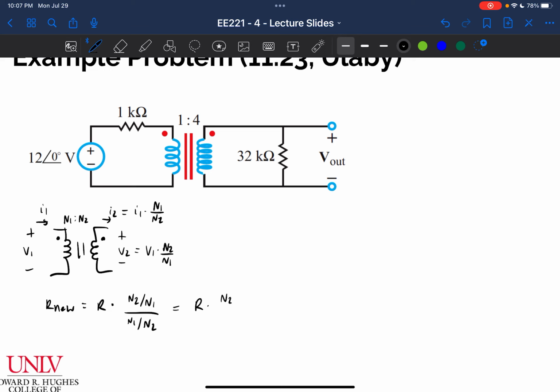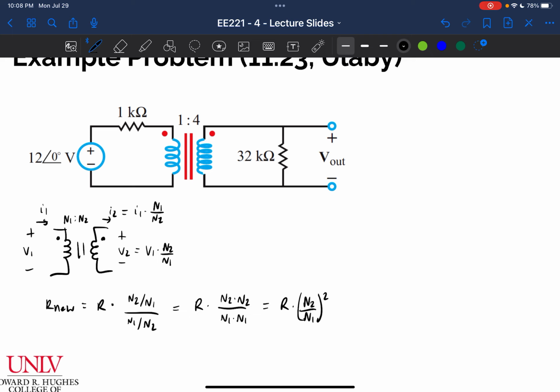And so I can say that this is equal to R times N2. I can multiply top and bottom by N2, so I get another N2. I can multiply top and bottom by N1, so I get an N1. And what I end up with is that my new R value is equal to my original R value multiplied by the turns ratio squared. And that is a really unique result, and that's exactly what we expect to see.